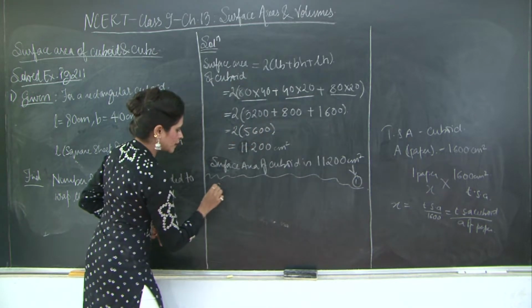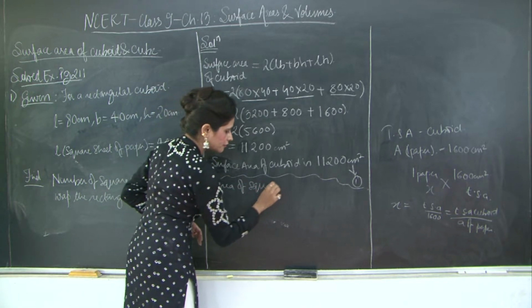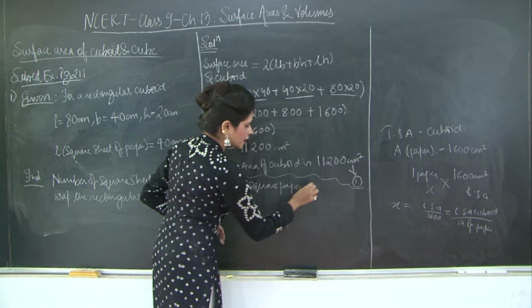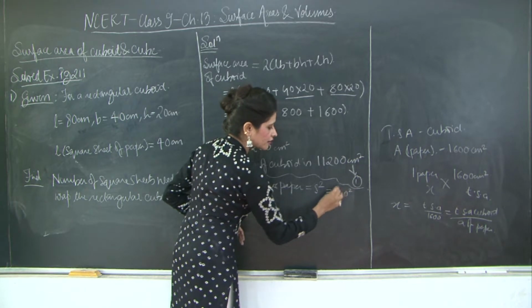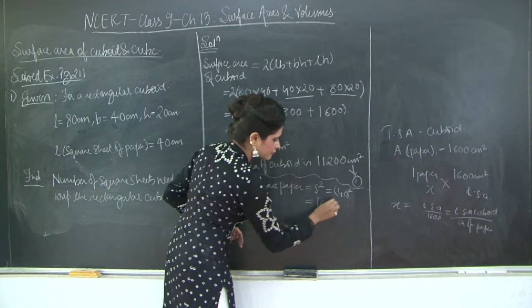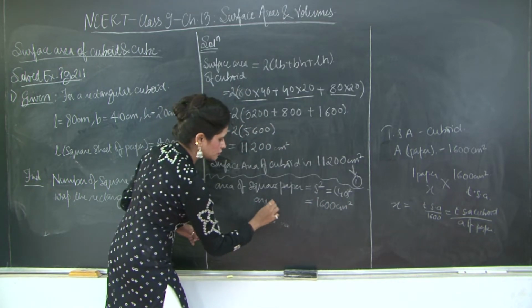Now, area of paper, square paper, is going to be equal to side square, which is equal to 40 square, right? 40 square is nothing but 1600. So, this is your area of paper.